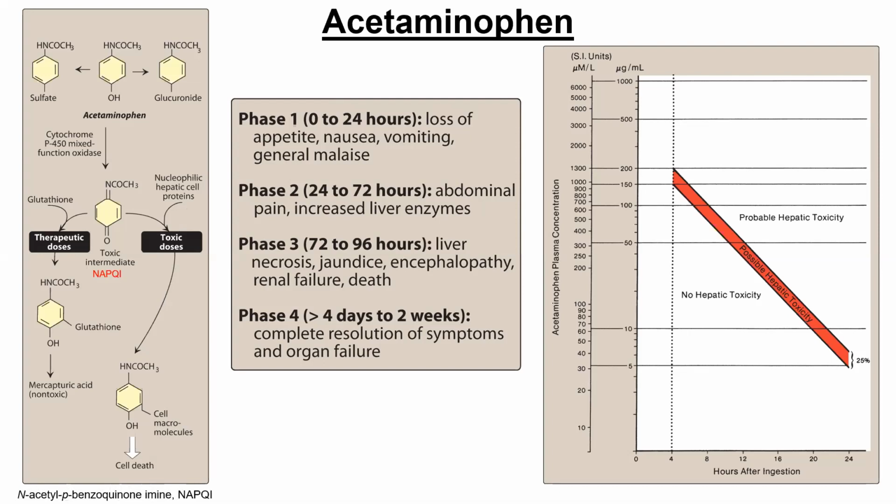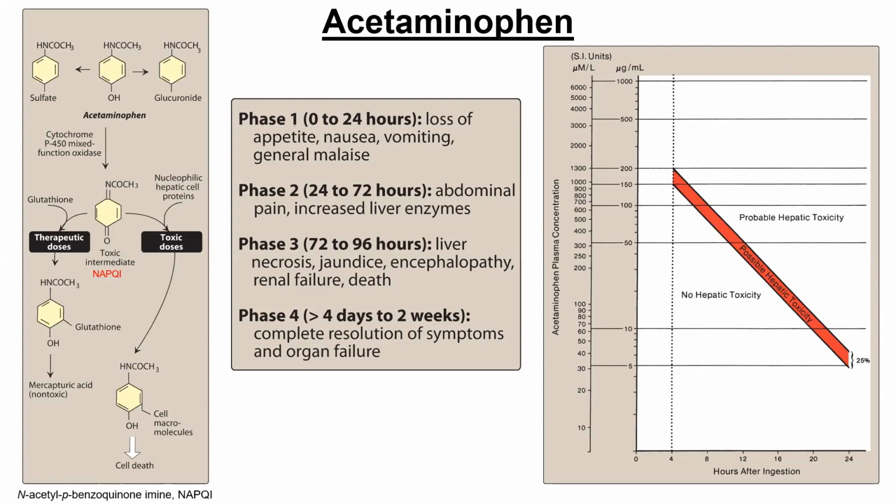Within 0 to 24 hours, you're going to experience things like loss of appetite, nausea, vomiting, and other conditions. In phase 2, from 24 to 72 hours, it can start with abdominal pain and increased liver enzymes because the liver is trying to respond to the death of the hepatocytes. In phase 3, which goes from 72 to 96 hours, you have liver necrosis because more and more cells are dying. And all the bilirubin is coming off, which will manifest as jaundice, encephalopathy, renal failure, and death. In phase 4, from 4 days to 2 weeks, there is complete resolution of symptoms and organ failure, if the patient survives.